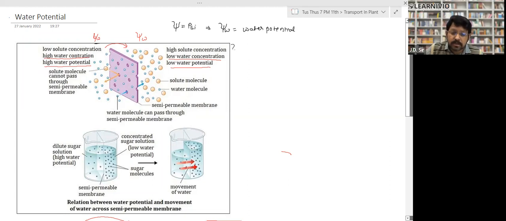So what is the energy of pure water molecules? Zero. So pure water has a water potential of zero. Clear? Pure water has a water potential zero.